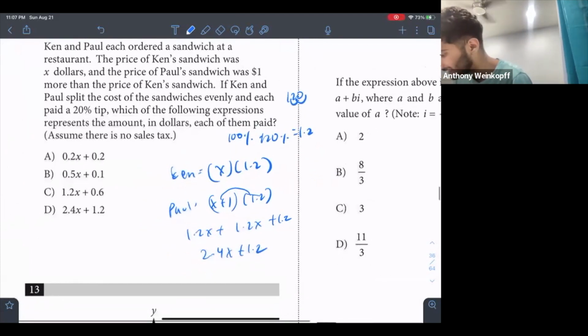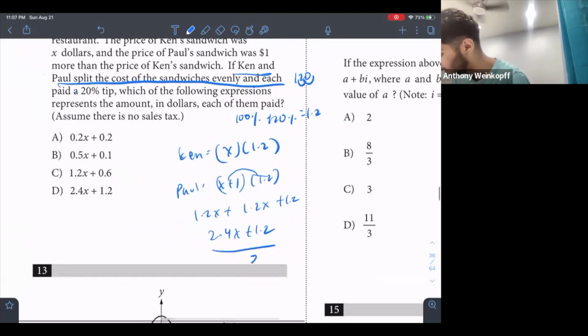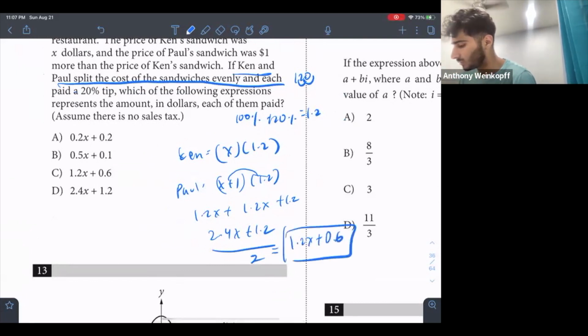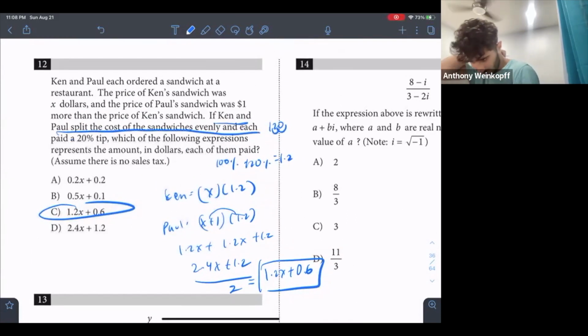But now since it's asking for what each of them paid, if Ken and Paul split the cost of the sandwiches evenly and each paid a 20% tip, you would divide everything by 2 to get 1.2x plus 0.6, which is why our answer is choice C instead of the most commonly picked wrong answer, which is choice D. So that's why 12 is C.